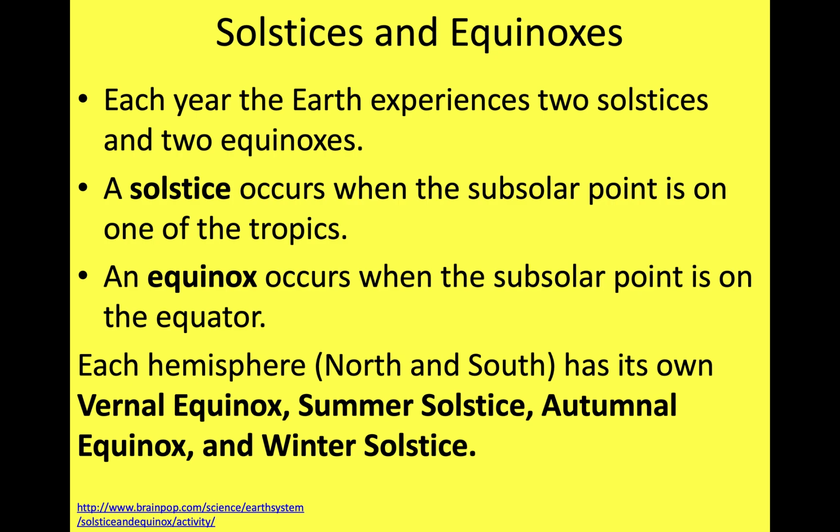An equinox occurs when the subsolar point is on the equator, which happens anytime we have spring or fall. Okay? So each hemisphere, north and south, is going to have its own vernal equinox, which is a fancy way of saying spring equinox, summer solstice, autumnal equinox or fall equinox, and winter solstice. And we're going to go through each one of these individually. And you're going to start to see a pattern. And the pattern is a pattern of opposites between the northern hemisphere and the southern hemisphere.